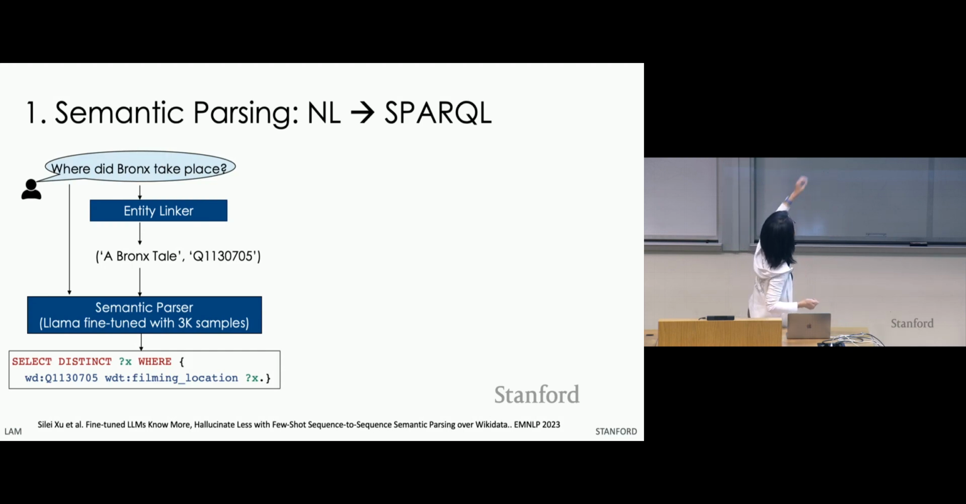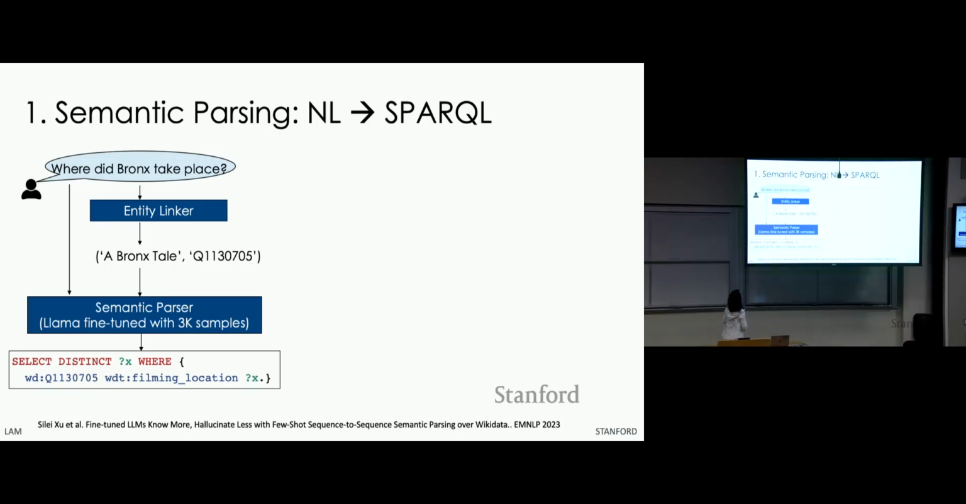So this is the SPARQL query. And from this question, it says, select distinct ?x. We're seeking x such that x is the filming location of this QID, that movie. Okay, so that's what that triple means.